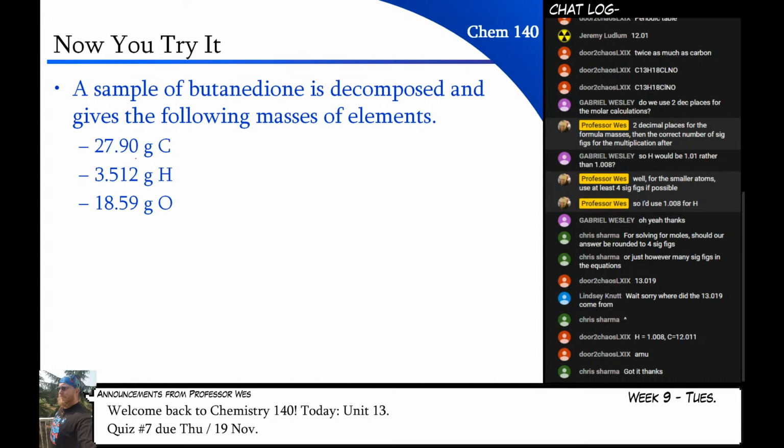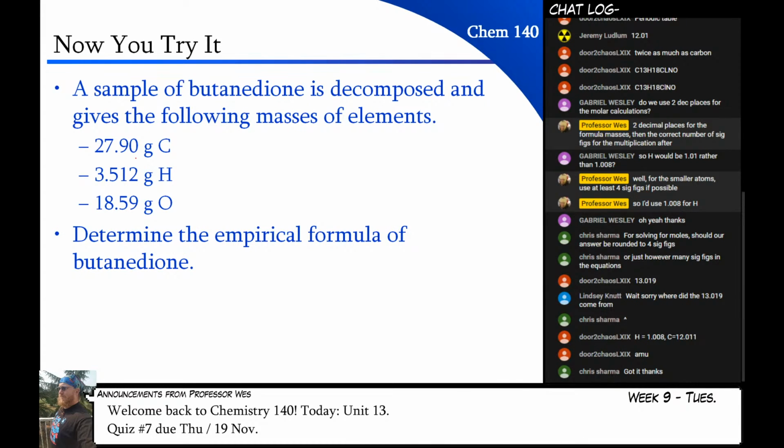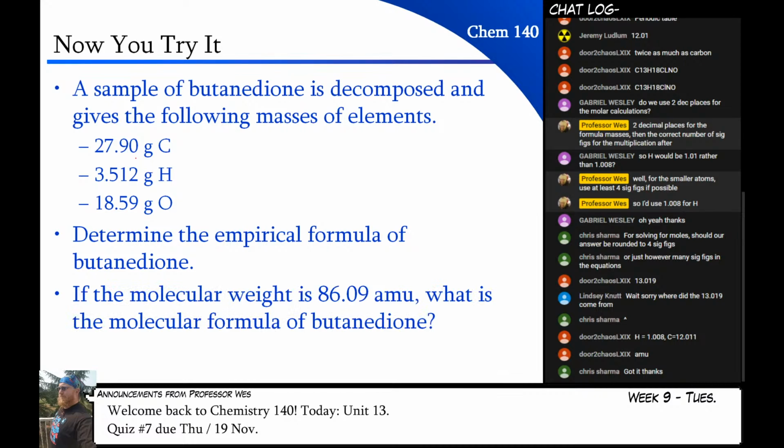All right, so I'm going to give you butane dione. Let's suppose I have some sample of butane dione and I decompose it into these masses. What I want you to do for step 1 is figure out its empirical formula. And then step 2 is, well, let's suppose that the molecular weight of the formula is 86.09 AMU. What would its molecular formula be? Okay, so first type in the empirical formula in the chat when you get it. And then type in the molecular formula and the multiplier once you get to that point too. Okay, so I'll give you about 5 minutes to do that. We'll go over the answers in just a bit.